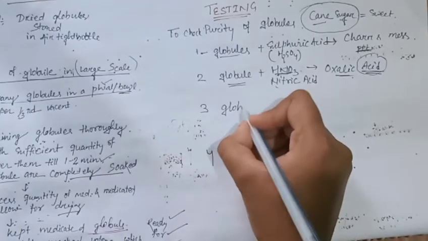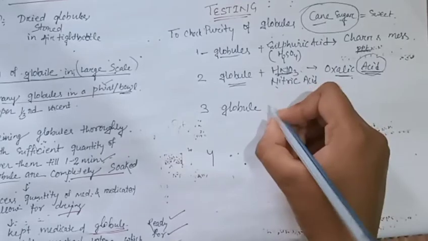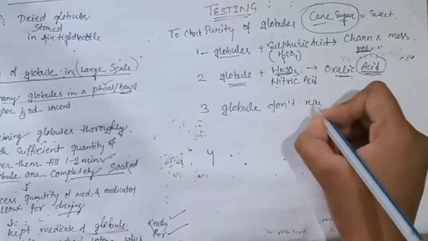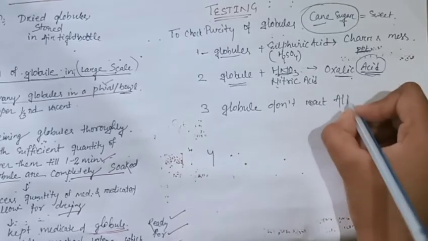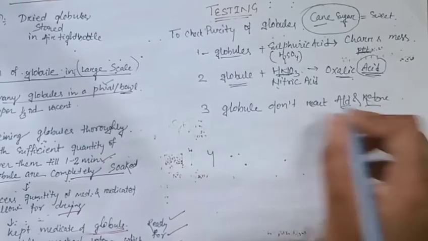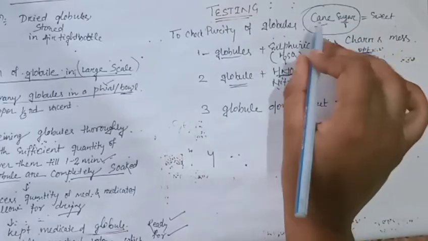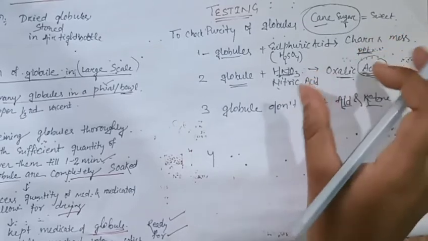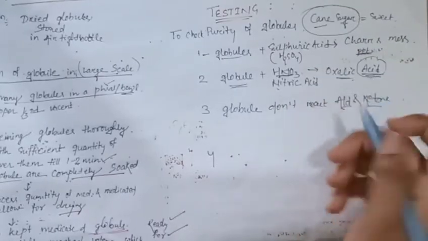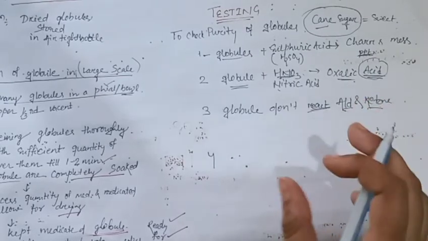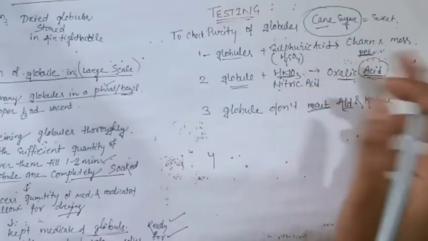Globules do not react with aldehydes and ketones. Why does it not react with aldehydes and ketones? Because of the same reason, cane sugar. Cane sugar is non-reducing in nature, so its aldehyde and ketone group is not free. It is in bound form, so it does not react with aldehydes and ketones. It is due to its non-reducing character.